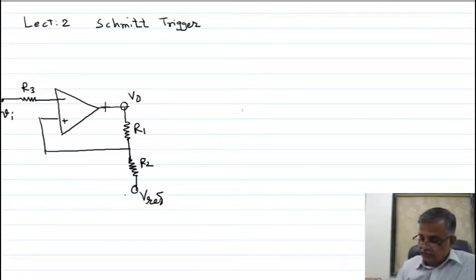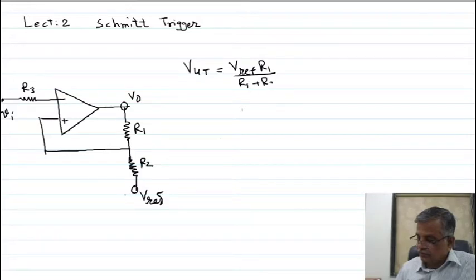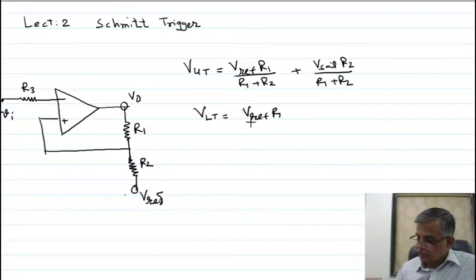See, for this given circuit diagram we have written upper threshold voltage is V reference into R1 upon R1 plus R2 plus V saturated into R2 upon R1 plus R2, and lower threshold voltage is V reference into R1 upon R1 plus R2 minus V saturated R2 upon R1 plus R2.